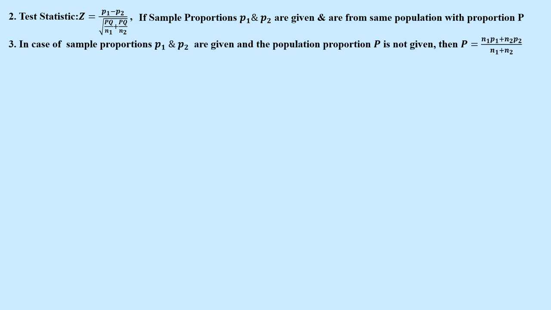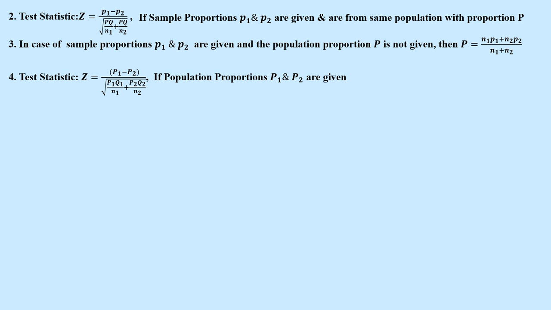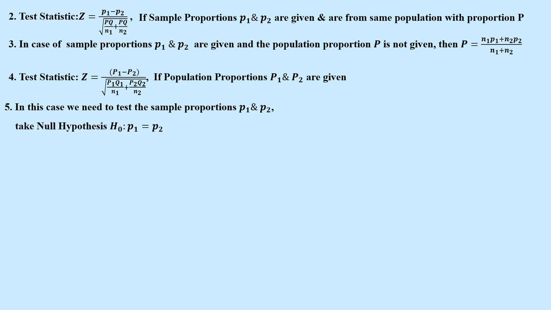In the case where sample proportions small p1, p2 are given and the population proportion capital P is not given, then the formula is P equal to n1 p1 plus n2 p2 by n1 plus n2. Then the test statistic z is equal to capital P1 minus capital P2 divided by root of P1 Q1 by n1 plus P2 Q2 by n2, when population proportions are given. In this case we need to test the sample proportions p1, p2. Take the null hypothesis H0: P1 equal to P2, alternate hypothesis P1 not equal to P2.